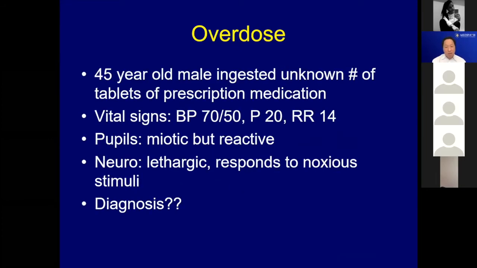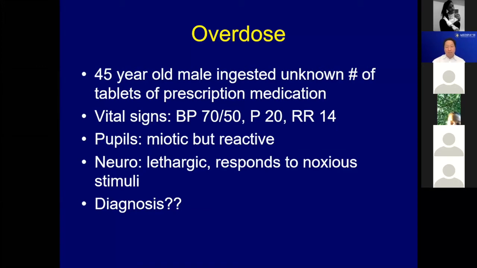All right, let's move on to another case. A 45-year-old male ingests an unknown number of tablets of prescription medication. He is hypotensive. He is severely bradycardic. He has a normal respiratory rate. His pupils are myotic but reactive. He's lethargic and he responds to noxious stimuli. What are your thoughts? Put it in the chat box.